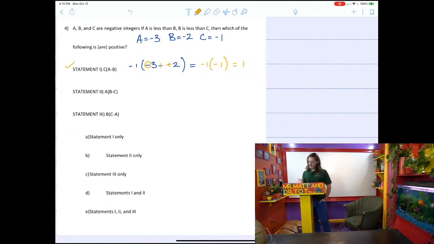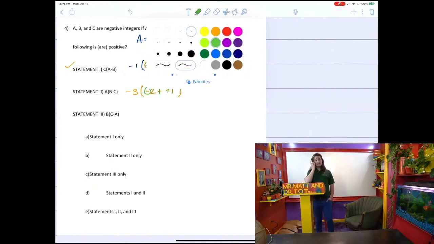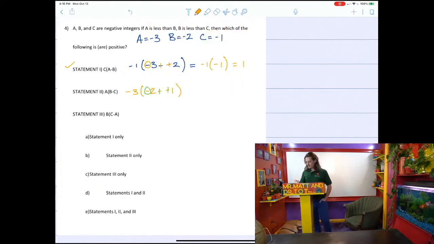Statement 2, we have A times the quantity B minus C. So substituting our assumed values, we'd have -3 times the quantity -2 minus -1. If we do leave-change, leave this sign, change that sign, change that sign, -2 plus a +1 is the same thing as -1. So this turns into -3 times -1, and that's going to be a +3. So statement 2 will also turn positive.